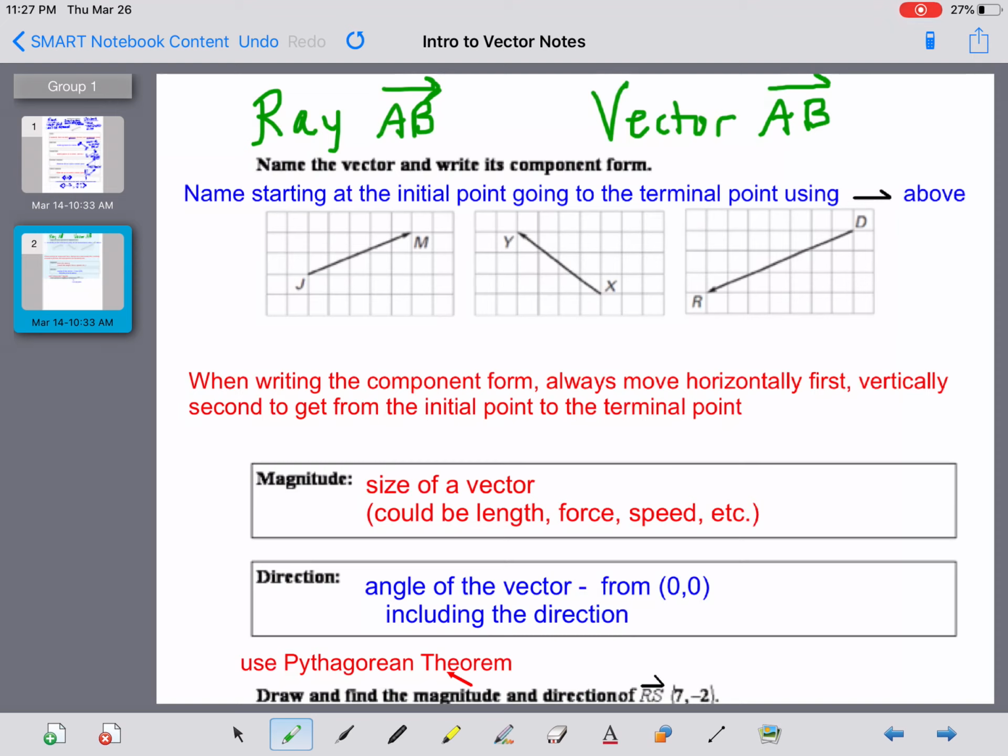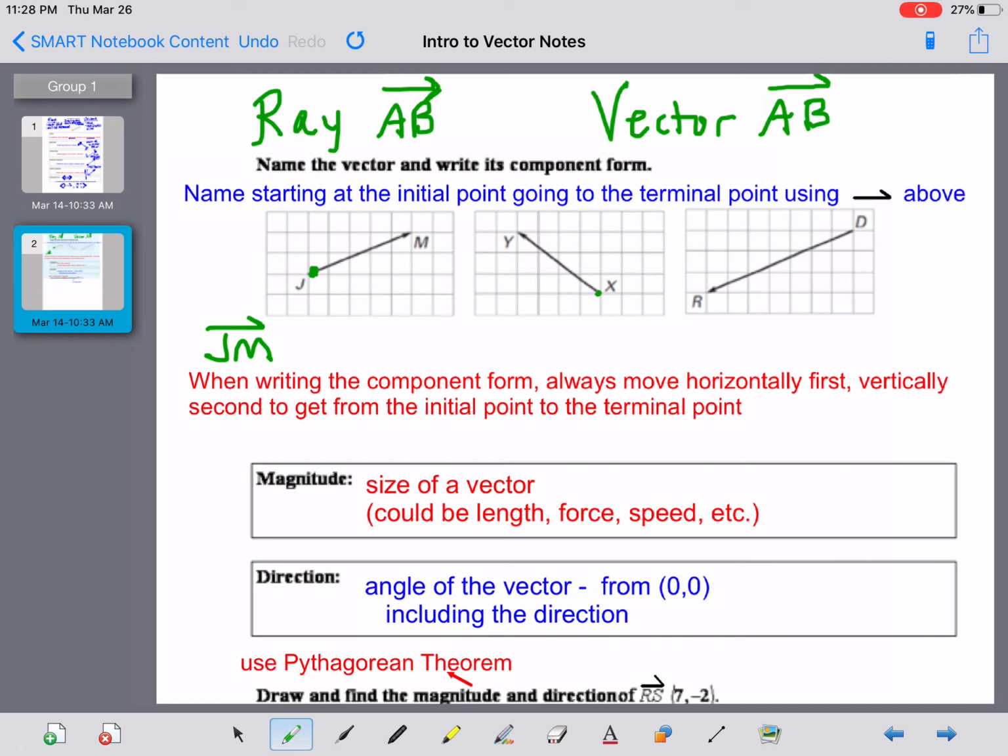So when I go to name these vectors and write their component form, notice on my blue note it says name starting at the initial point, going to the terminal point, and use that half arrow above it. So on my first one here, you can tell my initial point starts down here at J, so J is my first letter, and it goes to M, and then I put my half arrow above it.